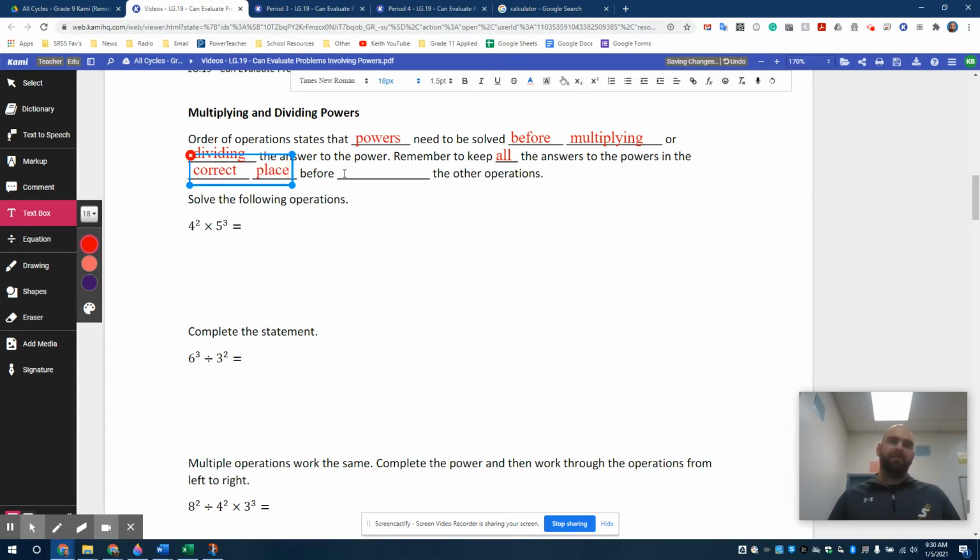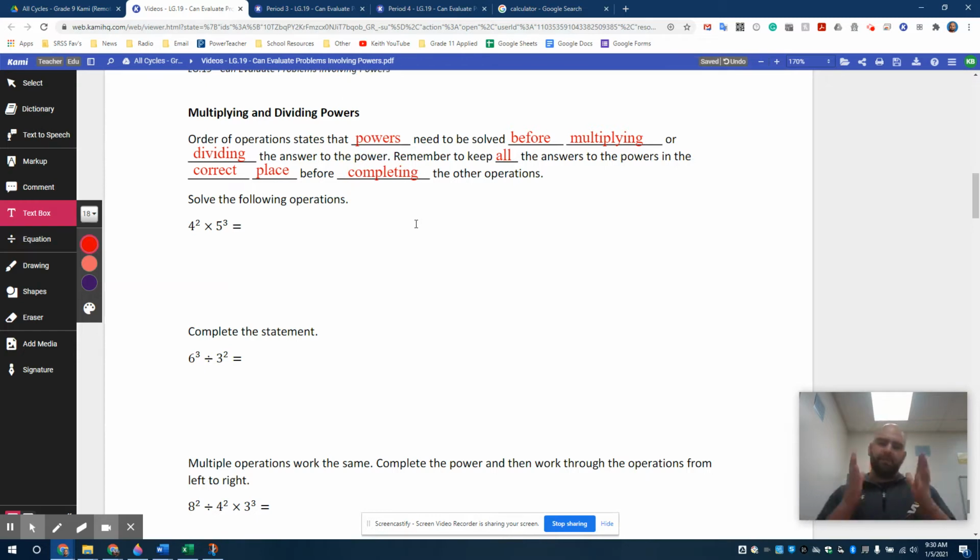Before completing the other operations, we need to again make sure we put everything into the same place. We need to make sure we keep everything lined up exactly where it was before we complete any of the operations. So we start with our powers and then we move on from there.